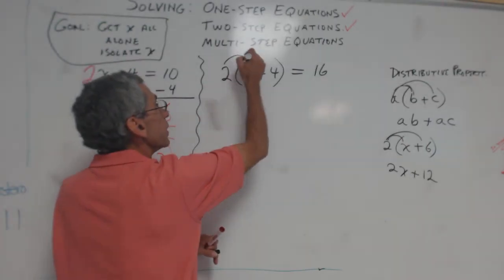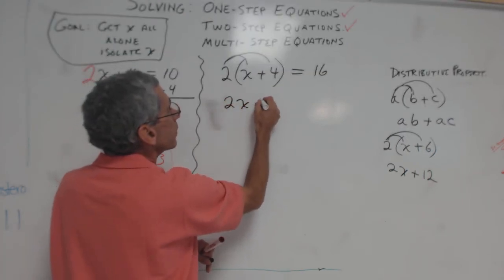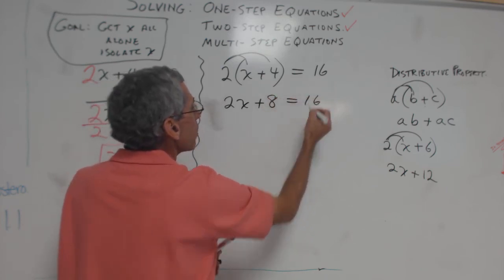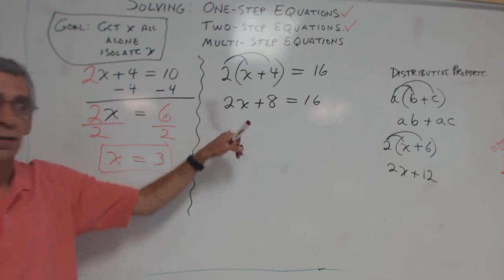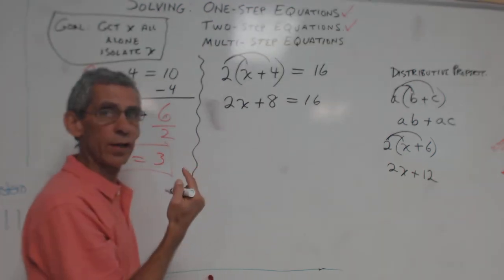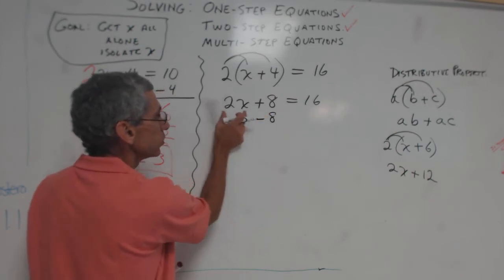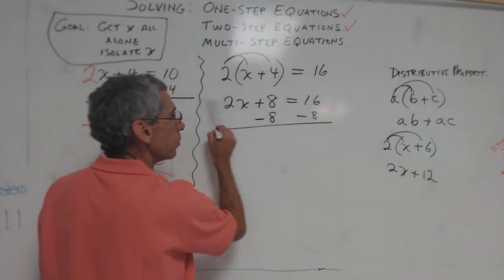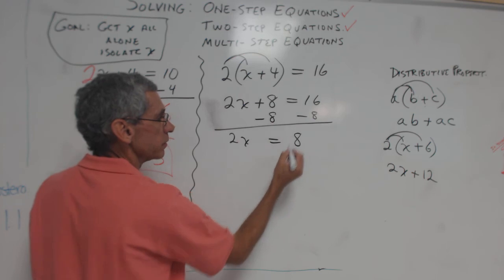So, what is it? 2 times x, 2 times 4, which is 2x plus 8 equals 16 now. What do I have now? A two-step equation, right? So what do I do? Subtract by 8. Subtract 8, right? And the 2x are married. We're going to leave them alone for a second. We're subtracting 8, subtract 8, boom. 2x is equal to 8.